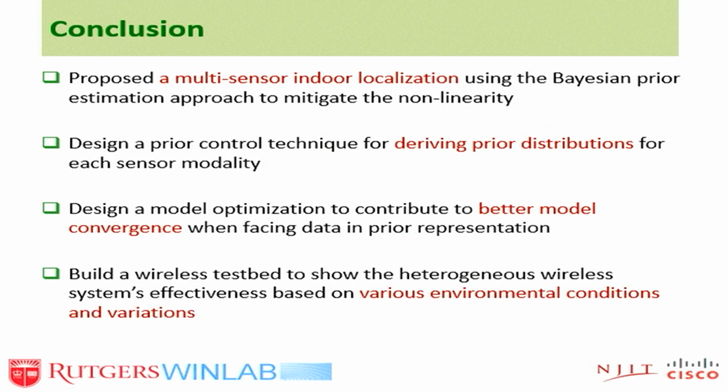To conclude, we propose a multi-modal indoor localization approach using Bayesian prior estimation to mitigate nonlinearity. We also design a prior control technique for deriving prior distributions for each sensor modality. We also design a model optimization that contributes to better model convergence when facing data in prior representation. And we built a wireless testbed to show the effectiveness of heterogeneous wireless systems under various environmental conditions and variations.